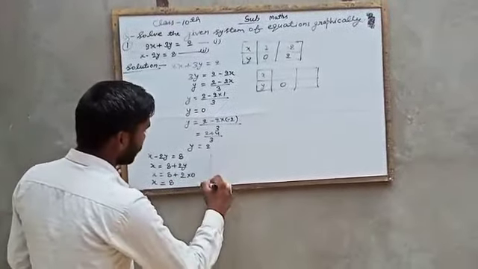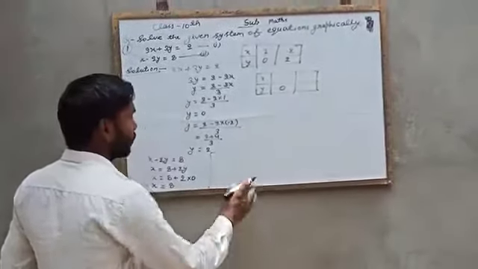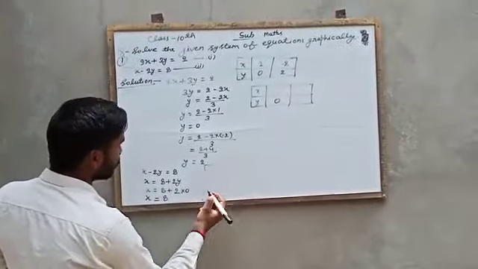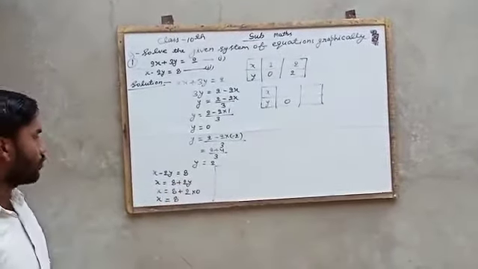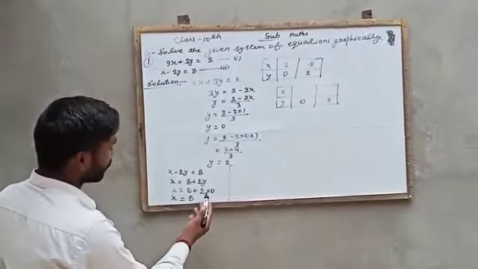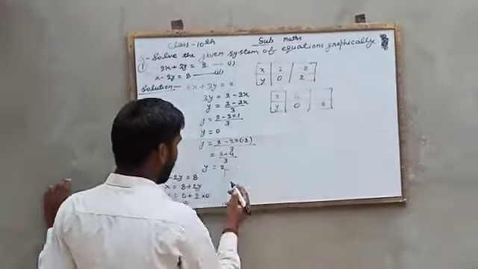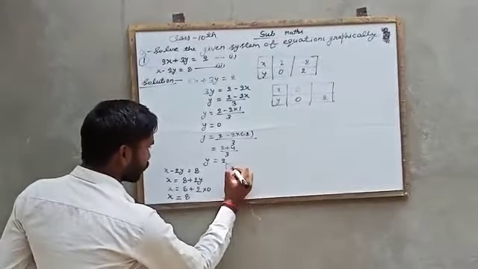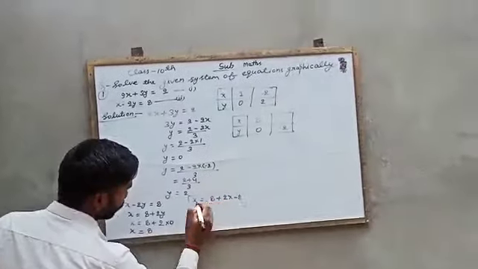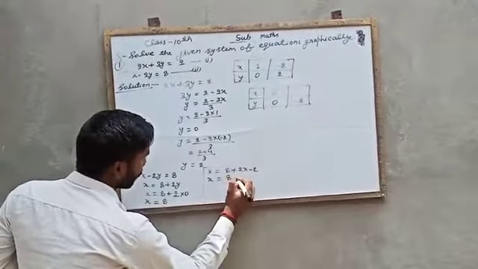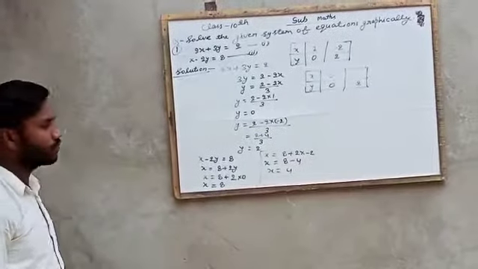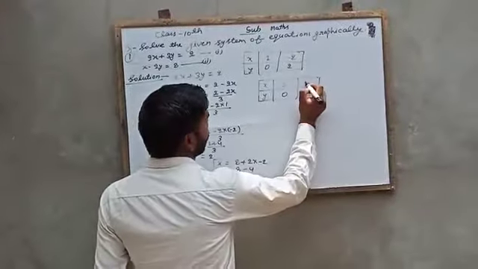I will solve it here only because we need to draw a graph here. Now suppose we put y is equal to minus 2. For y is equal to 0, x is equal to 8, and here x is equal to 8 plus 2 into minus 2. So x is equal to 8 minus 4. So x is equal to 4. Here we will put 4.